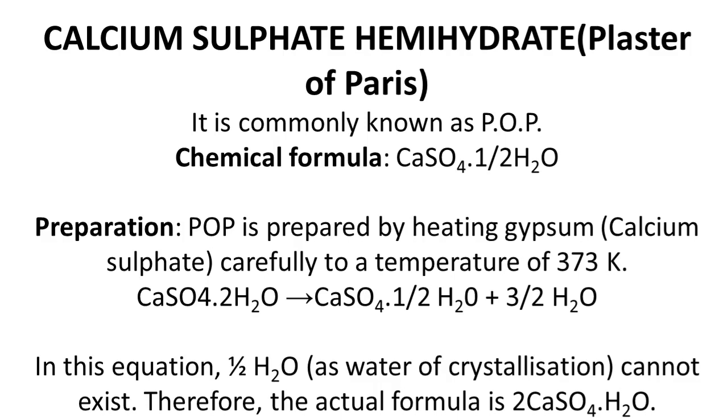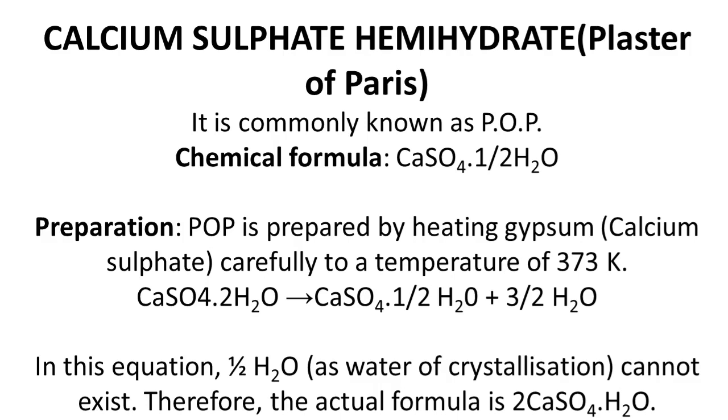Again, this is one more salt which is an example for a hydrated salt, and apart from sodium carbonate, we have one more salt here which is an example for a hydrated salt, which is known as calcium sulfate or hydrated calcium sulfate, which can be written as CaSO4 2H2O. So when this salt is heated, we get a calcium sulfate hemihydrate.